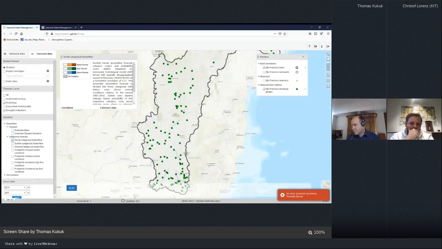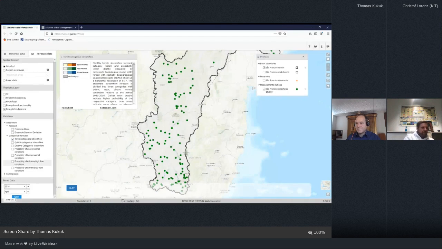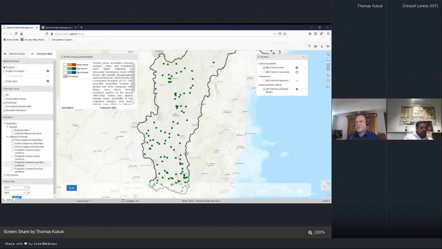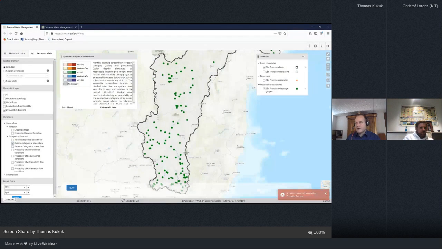At the moment I have a problem accessing the server. Okay, that happens sometimes. There are some things we have to improve in the future. So you see there is a lot of information available in the system.